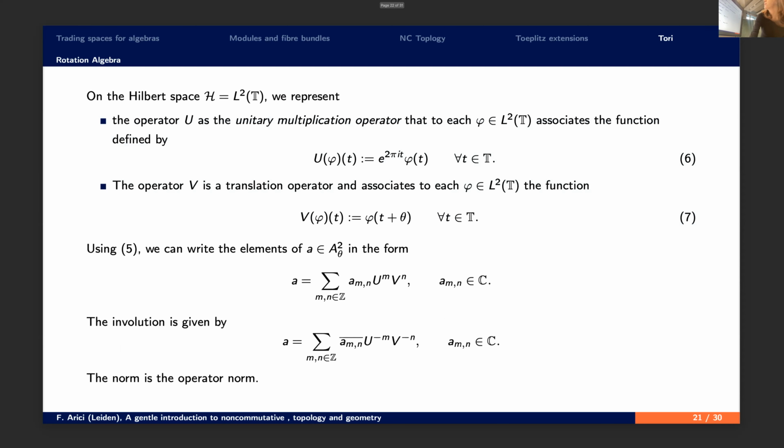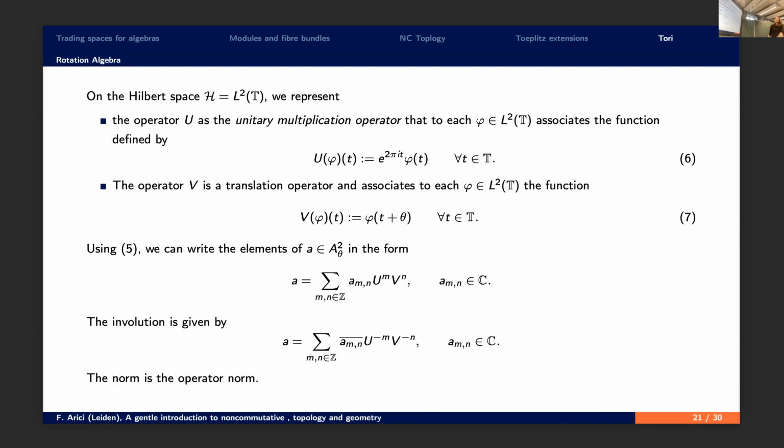And it has a representation on L2 of T, where T now is the two-dimensional torus. And we can construct two operators. The first operator is the unitary multiplication, that to each function associates the function defined by multiplication by e to the 2 pi i t. And then you have another operator, which is a translation operator, meaning that for every t in the torus, you just translate your function by that element.